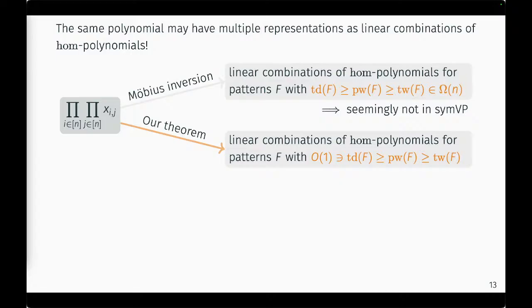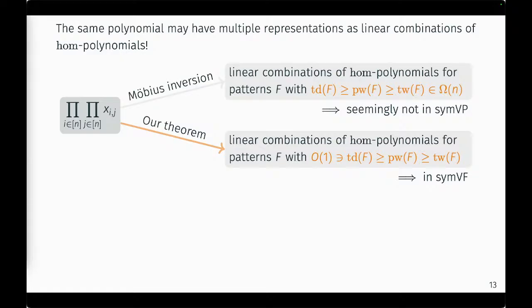Our theorem tells us that if we push that polynomial, because it is in symVF actually, through that correspondence, we get another linear combination of homomorphism polynomials where the patterns now have constant tree depth, and in particular also constant path width and tree width. I think it's stars, or something slightly more complicated than stars.